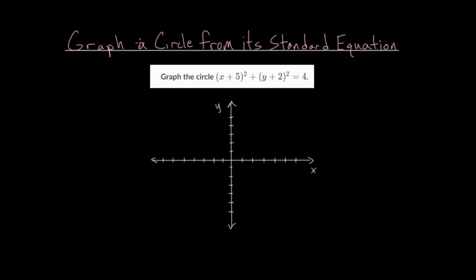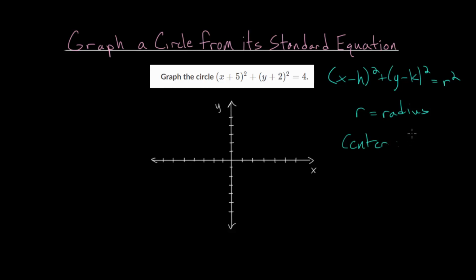In this video, I'd like to talk about graphing a circle from its standard equation. So we're given this equation for the circle, and remember the standard equation is (x - h)² + (y - k)² = r². And again, r is the radius of the circle, and the center of the circle is at the coordinate (h, k). So h is the x value of the center and k is the y value. So with this equation, we can determine the center and the radius of the circle and then graph it.